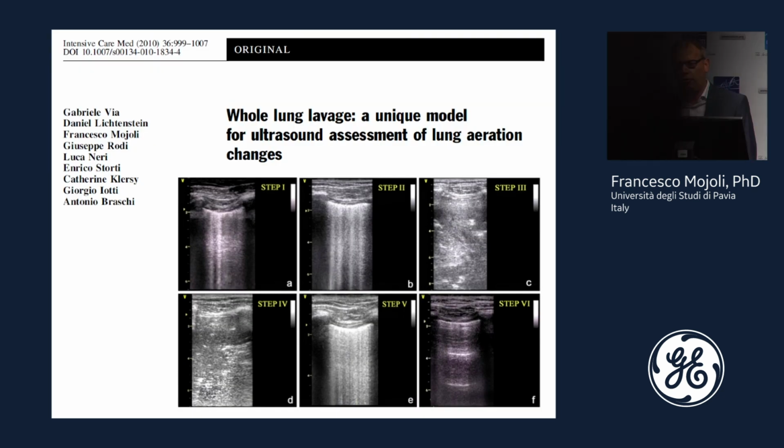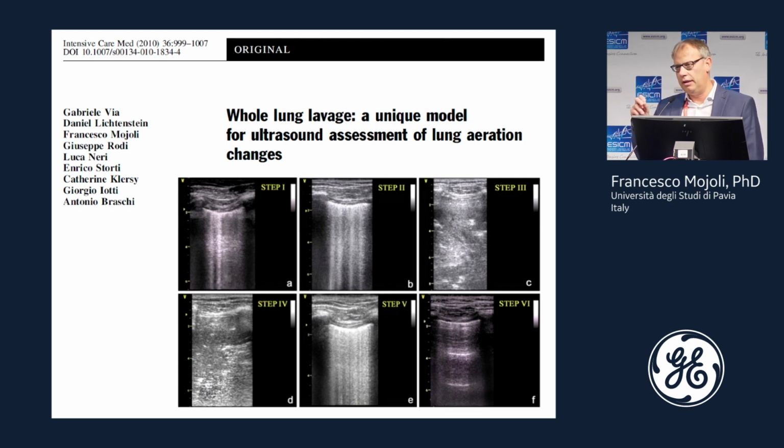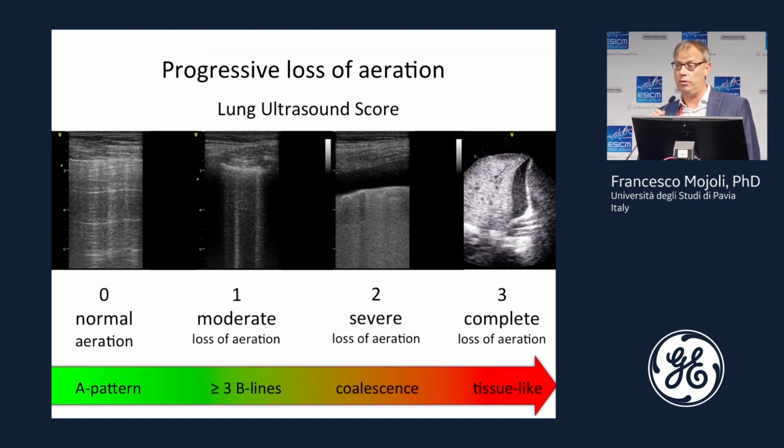For instance, with a progressive decrease of air content in the lung tissue, the lung ultrasound patterns change. So, a lung ultrasound score has been recently proposed, ranging from 0 to 3, where 0 is the normal, normally aerated lung, with horizontal reverberation artifacts called A-lines. So this is the A pattern. And 3 is complete loss of aeration, when you see a tissue-like pattern.